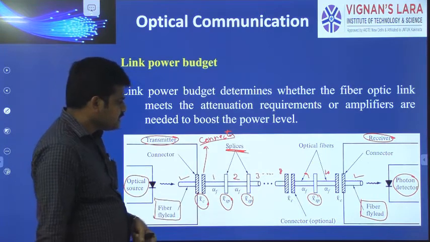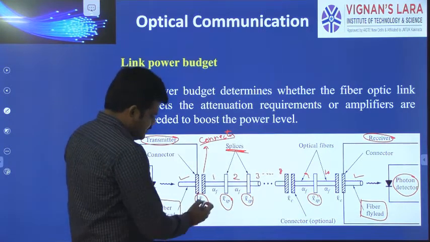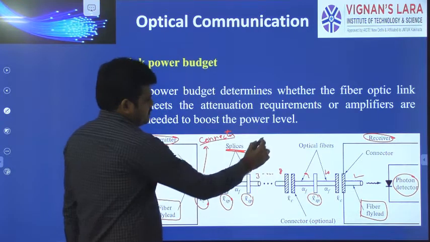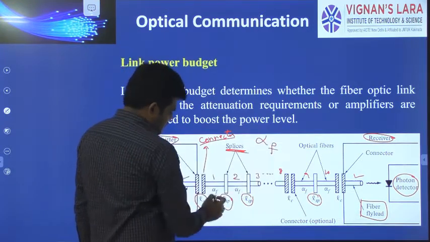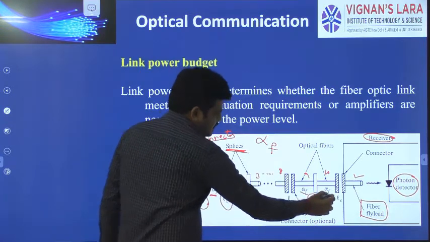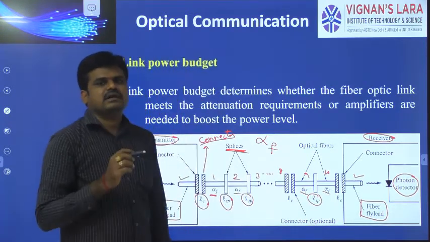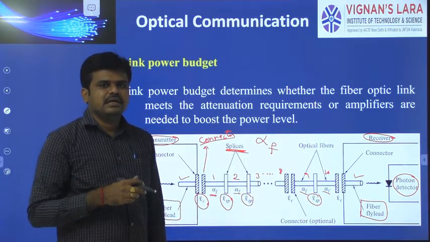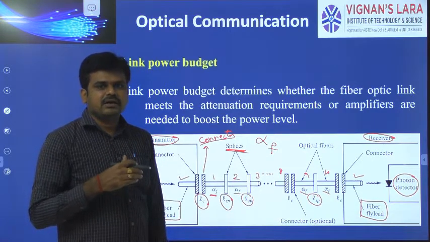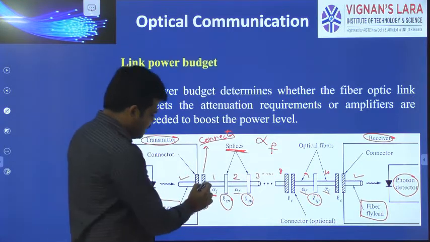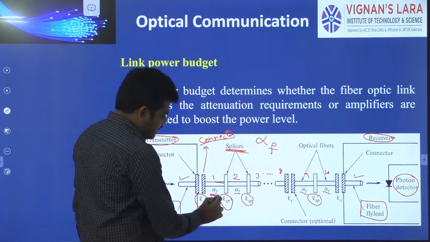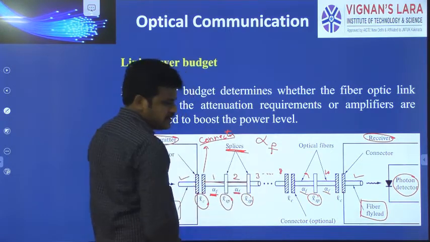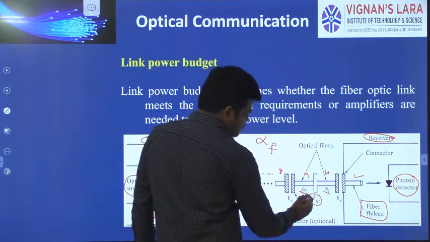The next one is a term called alpha F. What is alpha? Alpha is called attenuation. Alpha F means fiber attenuation, the attenuation by the optical fiber. This is one optical fiber offering alpha F attenuation, this is the second optical fiber offering certain attenuation alpha F, and so on.